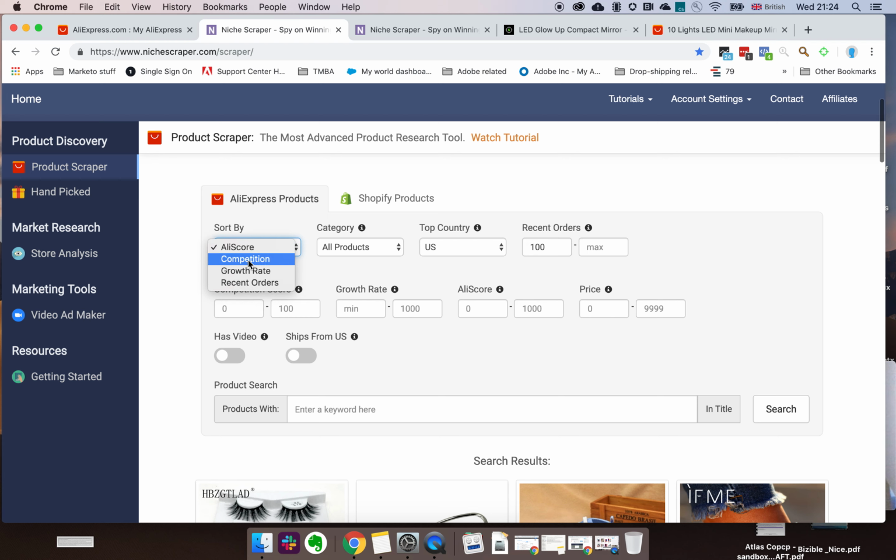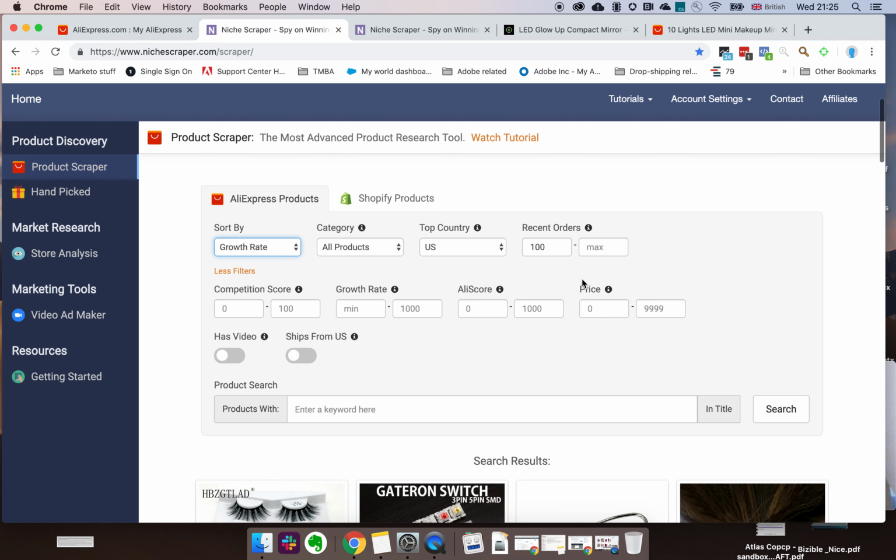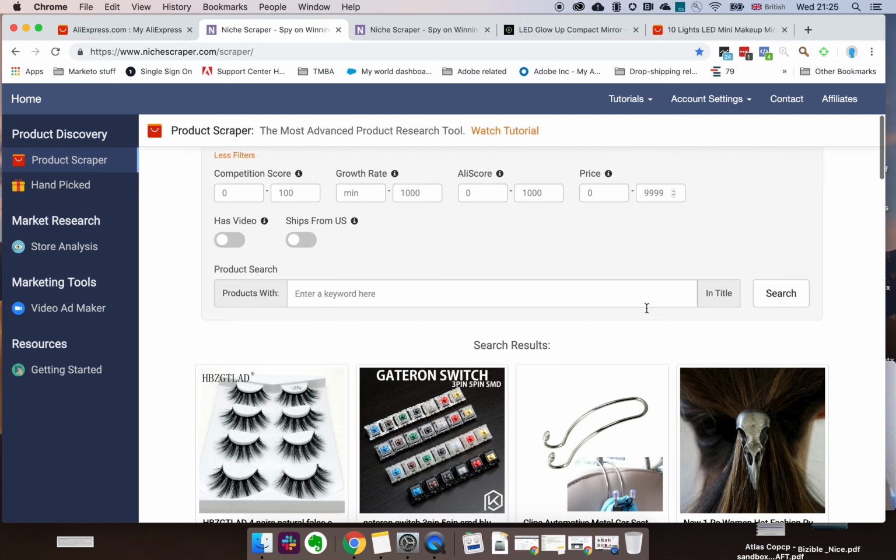Do I want to target based on competition? Maybe I want to find something that's really saturated, and I want to hop on that wagon as well. Growth rate, maybe something that is growing really fast in the last week. Let's look at that and see what's going on in terms of growth rate. And I want to make sure that I have at least 100 orders, and we can look at a price that is still cheap and so on.